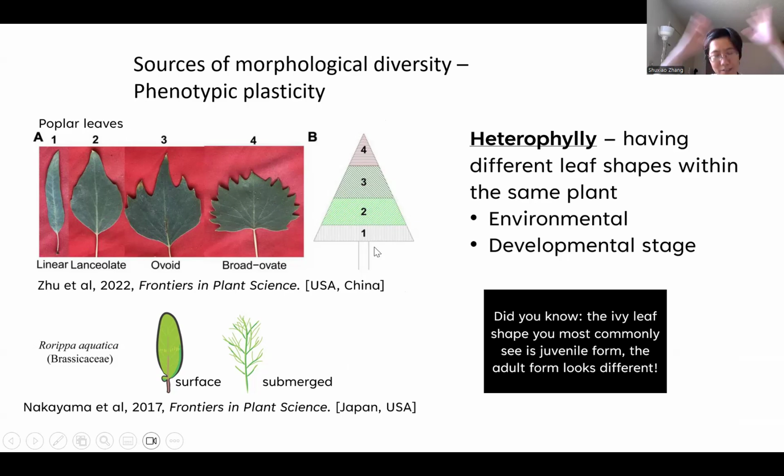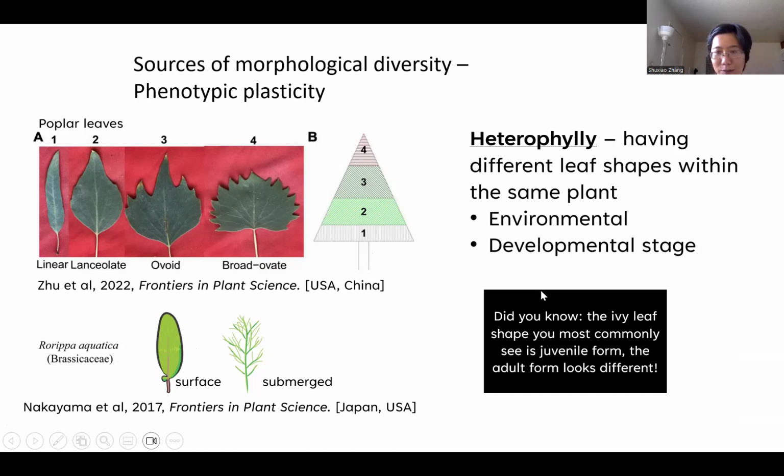Because of the way plants grow, the youngest part of the shoot tends to be at the top, right? And then in terms of Rorippa aquatica, this is kind of a water weed, an aquarium weed. Whether the leaves are fully submerged underwater, or whether they're growing on the surface, will actually cause a dramatic difference in the shape of the leaf.